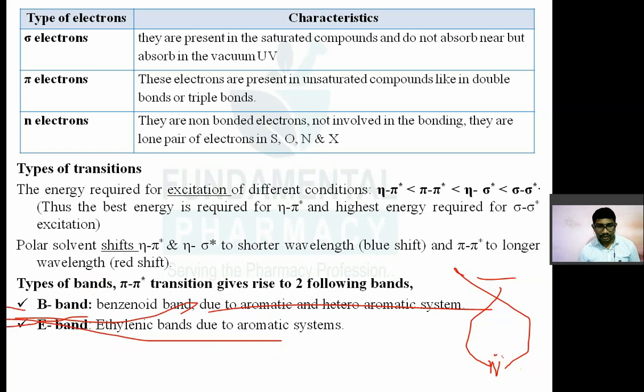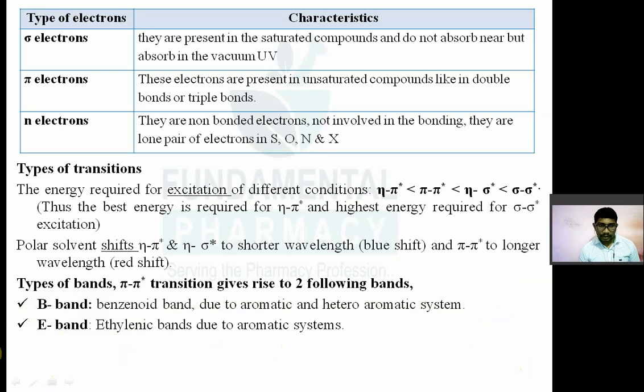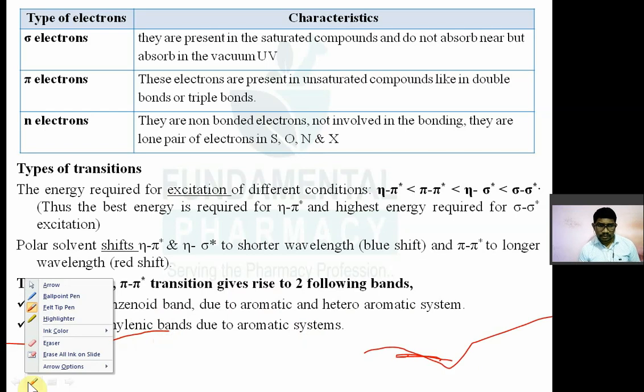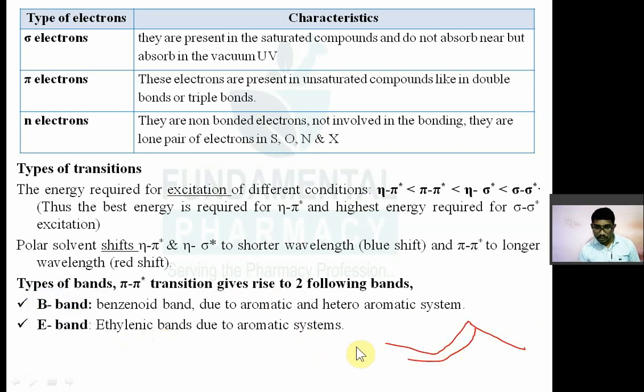then आता है आपका E band. E band means ethylenic band, E for ethylenic band. ethylene मतलब CH2 double bond CH2, CH3 CH डबल बॉन्ड CH एंड CH3. इस कंपाउंड में इथिलीनिक बैंड है, सो ड्यू टू पाई टू पाई स्टार ट्रांजिशन you will get a B band or E band. B band is characteristic for a aromatic structure or heteroaromatic structure and E band that is ethylenic band. Ethylenic band is due to the structure like ethylene.